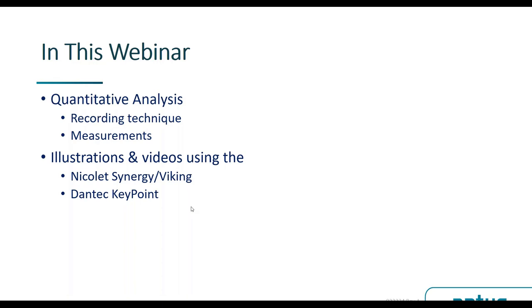For the illustrations and videos, I will be using two different systems. One is the Nicolet Synergy or Viking and the Dantec Keypoint. The features that I'm going to show you are common to both systems. The access to the features may differ slightly.